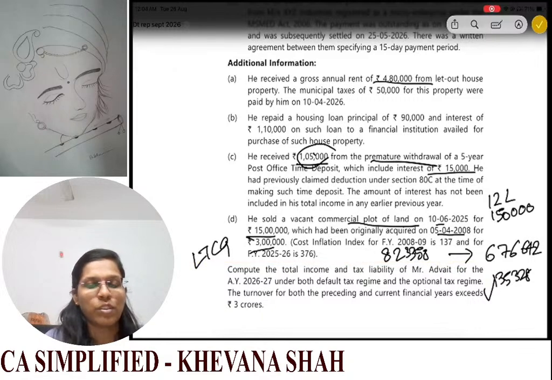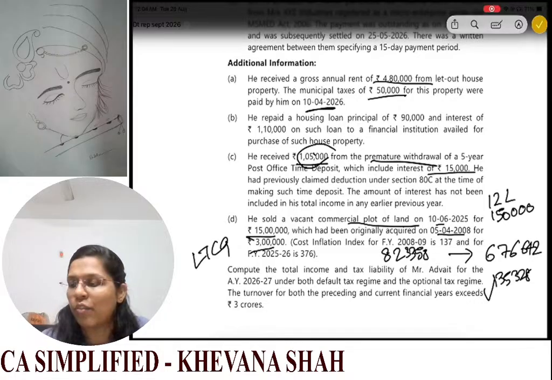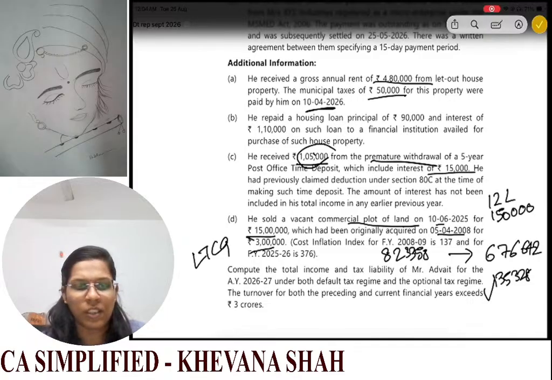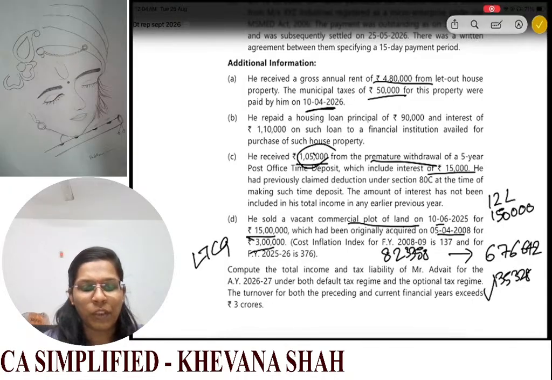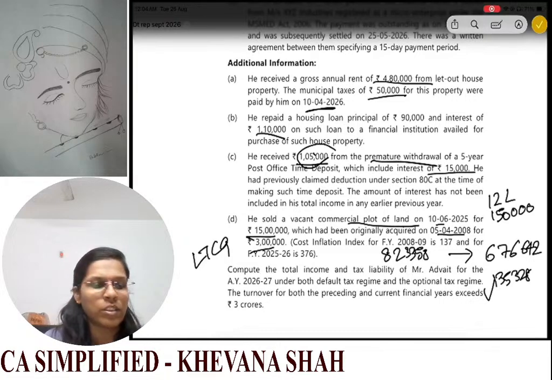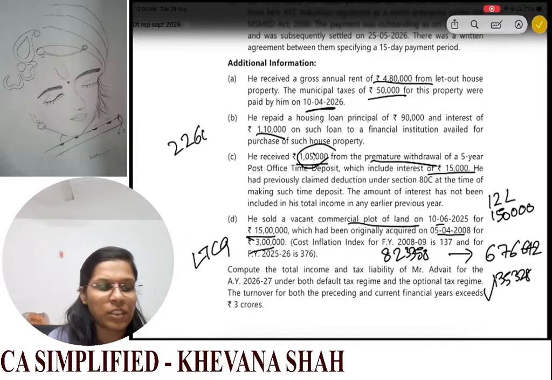Then we have 4,80,000 from house property, let out house property. Municipal taxes of 50,000. Now see, since they are paid on 10/4, these you will not be allowed. From 4,80,000, you can reduce your 30% standard deduction. Okay, so house property income you will get as 3,36,000. Now, repaid housing loan principal of 90,000 and interest of 1,10,000. So you can reduce this 1,10,000 from this. You will get your house property income at 2,26,000.